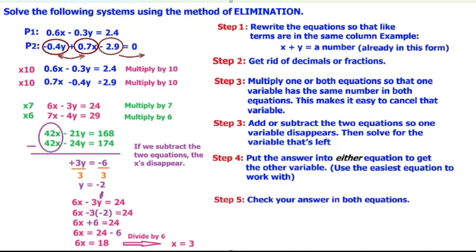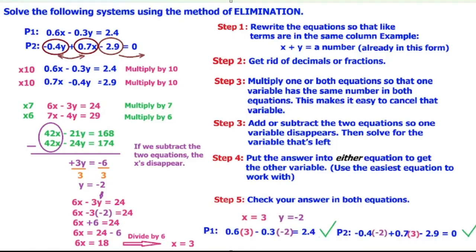So now we could check our answer in both equations. We have both our variables. So we know x equals 3 and y equals negative 2. So we take our original equations and we put in our variables in there, and we can figure out if that equals 2.4. And when you calculate it out, you'll find that our answers are correct. And that's it. That's all there is to that problem.